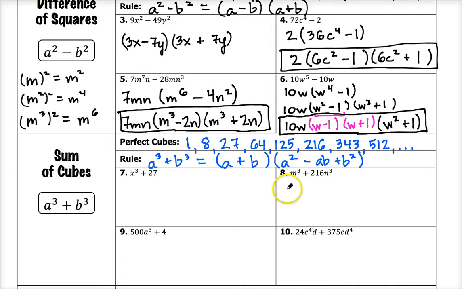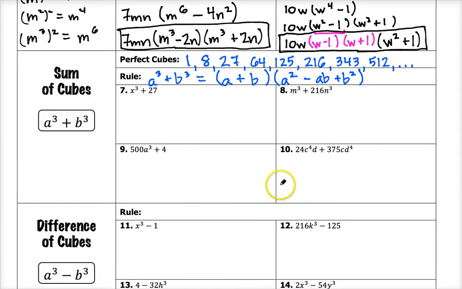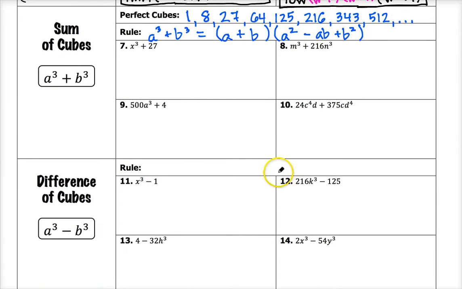Before we get into these examples, I'm also going to jump down here. We're also going to learn how to factor a difference of cubes. A difference of cubes would be two perfect cubes being subtracted from each other. The rule for factoring a difference of cubes is very similar to the rule for factoring a sum of cubes, except for a difference in the signs. So I'm just going to show you both of these rules at the same time. That way you can see how the signs are related. Everything else stays the same.